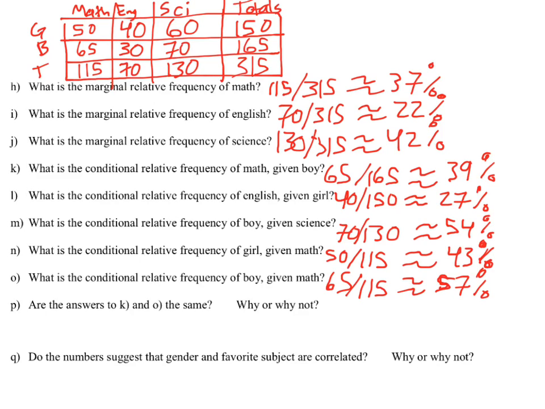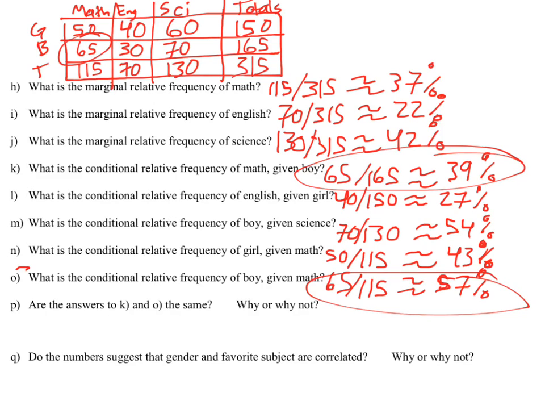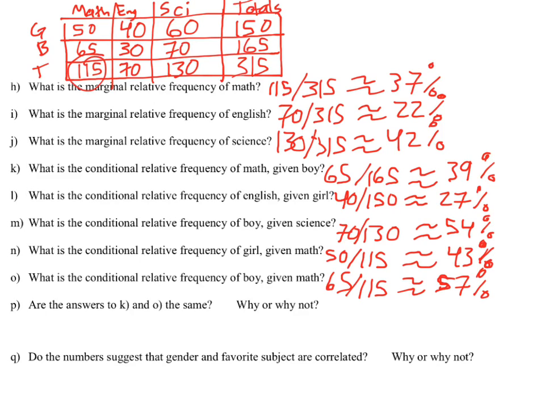All right, P. Our answers K and O are the same. So O is here and K is up here. Well, even though they're dealing with these same boxes, the boys that like math, one's asking out of all the people that like math, what percent are boys? And the other one's asking, out of all the boys, what percent like math? And those are different questions, so this one's no, and you can include that as your explanation, because they're asking different things, like I said before.